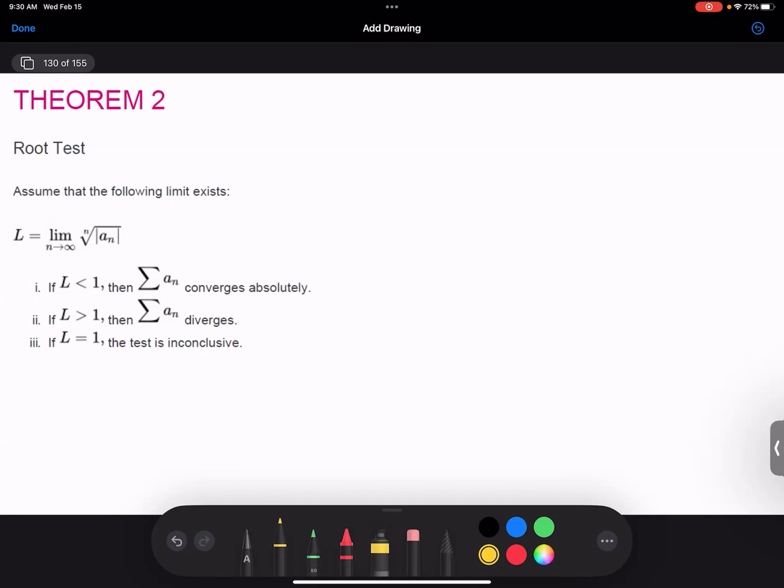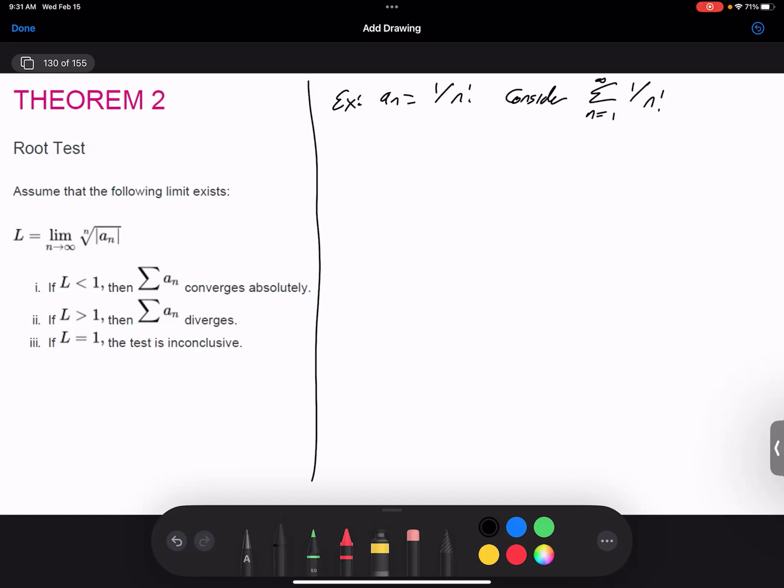What we want to do now is some examples and see what we can say. Let's say a_n equals 1 over n factorial, and let's consider the sum from n equals 1 to infinity of 1 over n factorial. Do you think this converges or diverges? So this is 1 plus 1 over 2 plus 1 over 6 plus 1 over 24 plus 1 over 120 plus 1 over 720. What do you think? Converges or diverges?